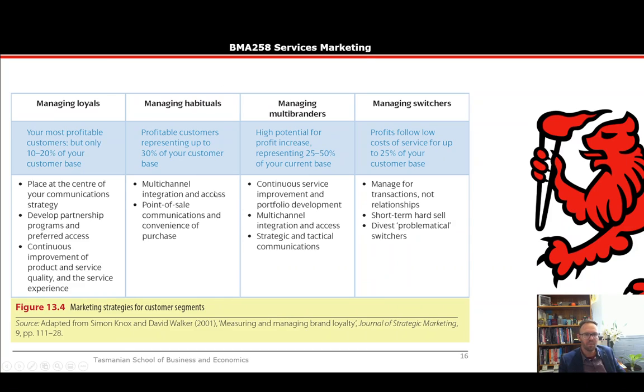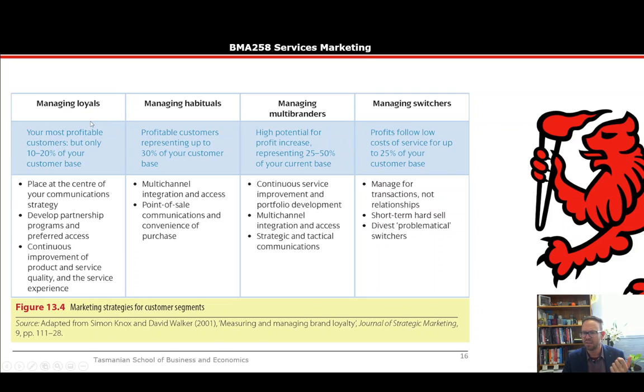All right, we now have another model about marketing strategies for customer segments. So we've got managing the loyal. Here's one strategy. Your most profitable customers, but only 10 to 20% of your customer base. It's easy to take them for granted, like a lot of relationships in life. The people that are most loyal to you, you sort of do, because it's always happening, it's always there.